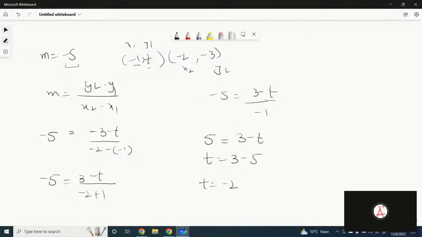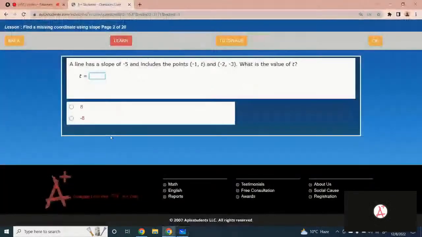I forgot to write the negative sign over here. It would be negative 3. Got it? So it would be negative 3 and negative 5. So negative 3 minus 5 makes negative 8. That means the missing s is negative 8. Just select the correct option and click on the OK button.